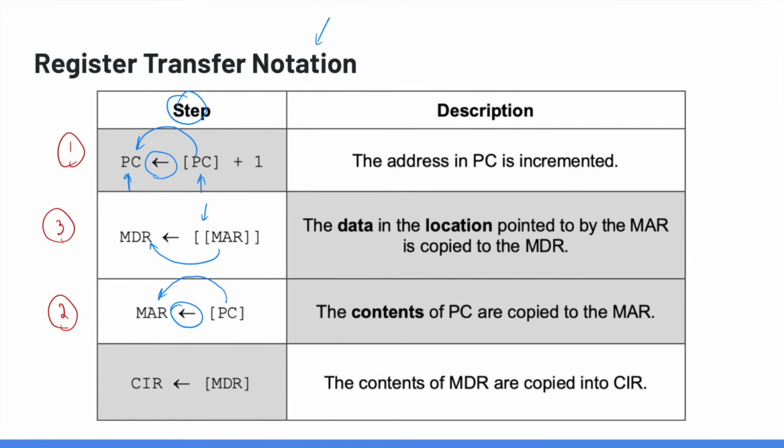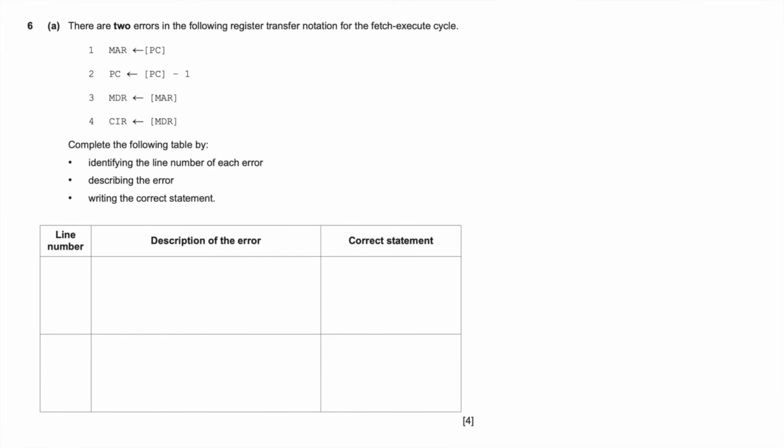And for our final process, we are taking the data that is in the MDR, or the memory data register, and transferring that to our CIR or current instruction register. As I said, all you really need to do is just memorize all of these different symbols for each process. So whatever we have in this column, you just need to memorize it and understand what each of them are doing, and that's enough.